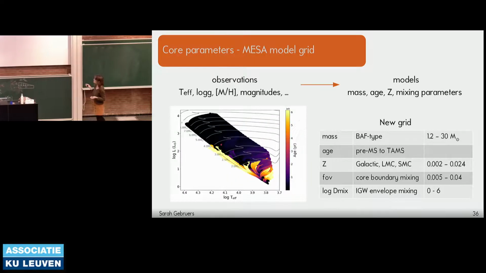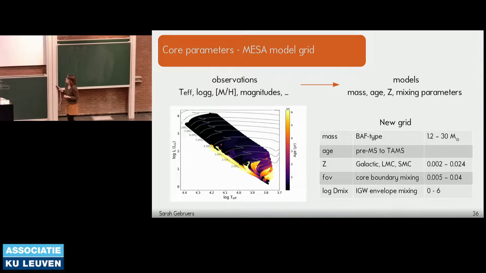One thing I should mention here is that the parameters that we want in the end are not the parameters that we get from observations. From observations you get temperatures, surface gravities, magnitudes, stuff like that. But what the models give us are masses, ages, metallicities, mixing parameters. So we need to go from one to the other. And for that we're using a grid of MESA models.